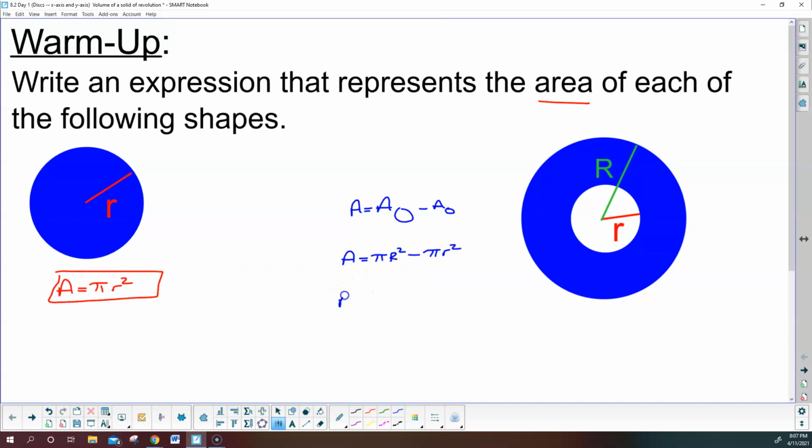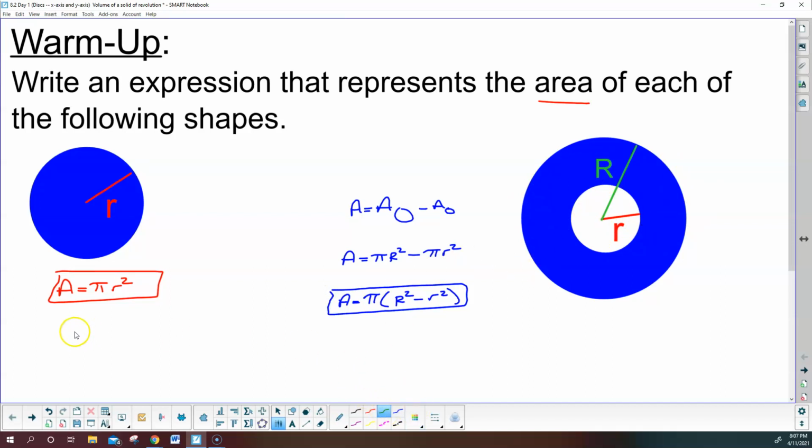The only other thing I want to show you is that because we have two radii here, both items have a factor of pi. Another way to write this is the radius of the large circle squared minus the radius of the small circle squared, and then multiply that by pi. And that will give us a representation of the area of this item.